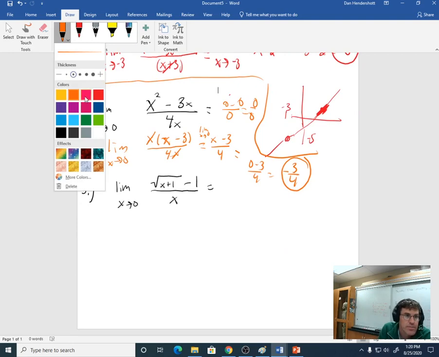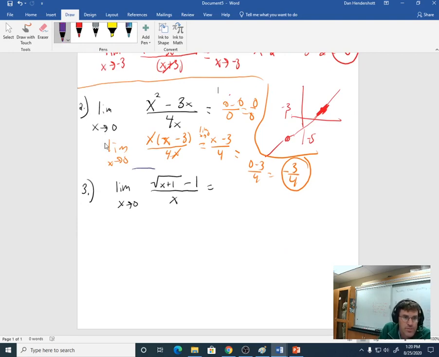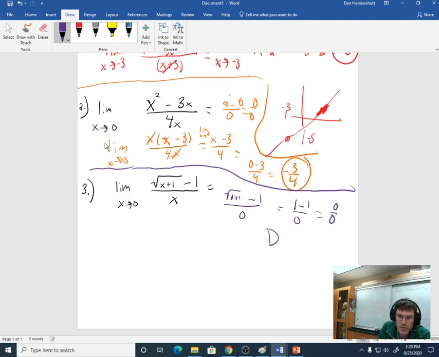Let's get a new color. Ooh, purple. Okay, so this one is going to need something else called rationalizing the numerator. You see this radical here. There's a good chance I might be wanting you to rationalize the numerator, but we'll get to that in a second. We still have to plug 0 in to give it a try. The square root of 0 plus 1, minus 1, all over 0. The square root of 1 is 1. 1 minus 1 is 0 over 0. Do more work, because it is indeterminate.